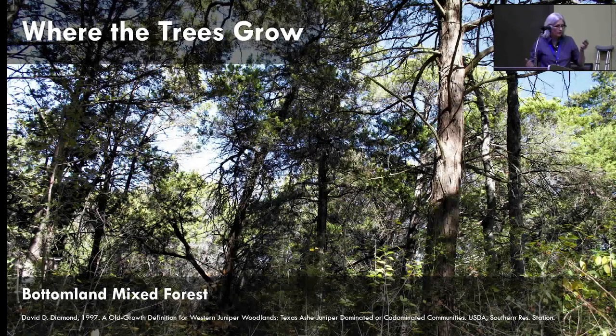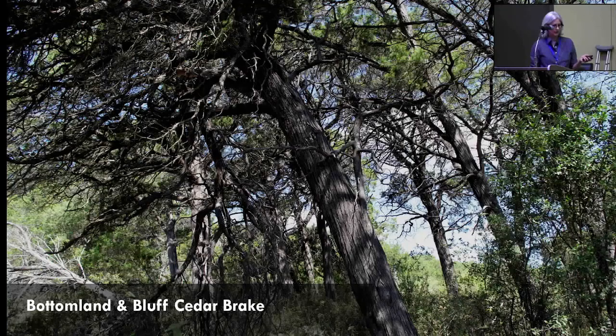So where do these trees grow? You can find them in bottomland mixed forest. You can find them in bottomland and bluff cedar breaks. The true cedar breaks, a lot of the pioneering thicket that people see today, that's what we have so much of, those are not cedar breaks, those are cedar thickets. The true cedar breaks that were described in the past always consisted of timber trees, were tall, had healthy, dark, rich soil. This is a little remnant cedar break in Mission Hill Park in New Braunfels.